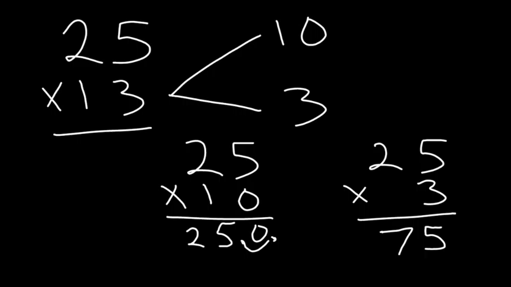The next step is to recombine our partial products. Since partial means just a part of something, I got to put them back together. When I split up my 13 into 10 and 3, that was fine temporarily, but I got to put them back together, and that's what I'm going to do in this next step.